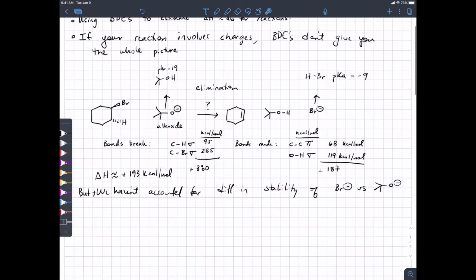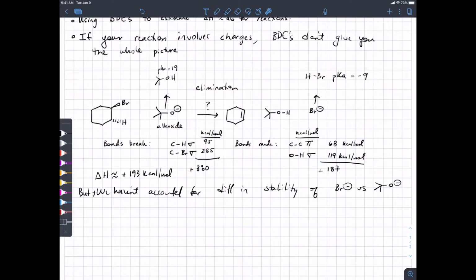So notice in this reaction, despite what I said, we are breaking the carbon-hydrogen bond and the carbon-bromine bond. We are making a carbon-carbon pi bond and an OH bond, and these numbers account for those changes, but what they don't account for is the difference in stability of the alkoxide versus the bromide. And the pKa stuff was just, remember how we use pKas? We justified pKas by the stability of the conjugate bases. Br minus is a very stable conjugate base of a very strong acid, whereas the alkoxide is a reactive conjugate base of a very weak acid.